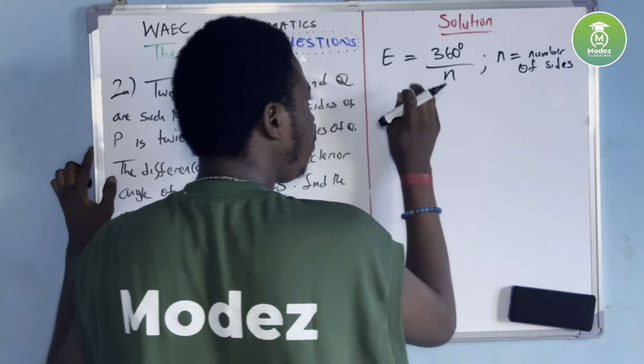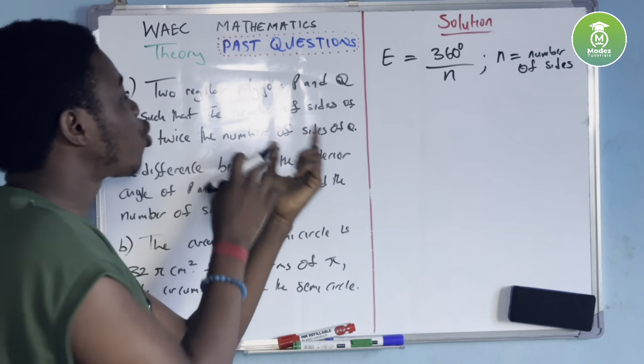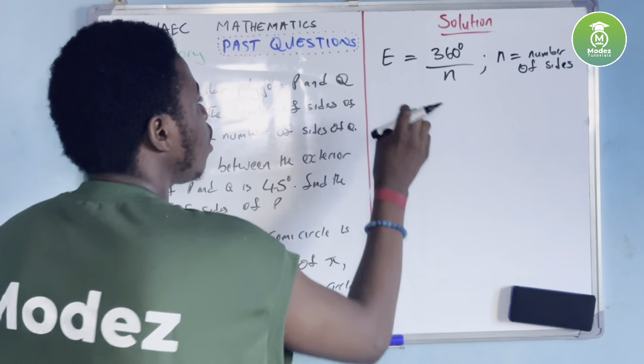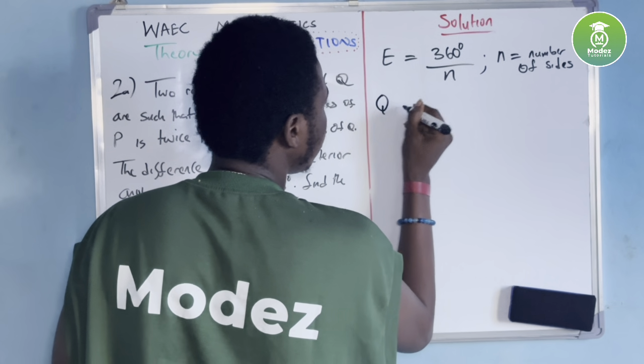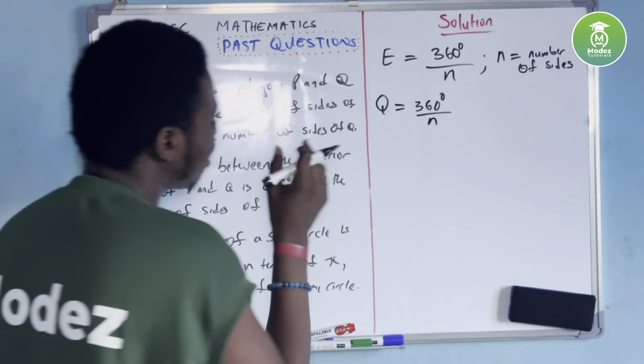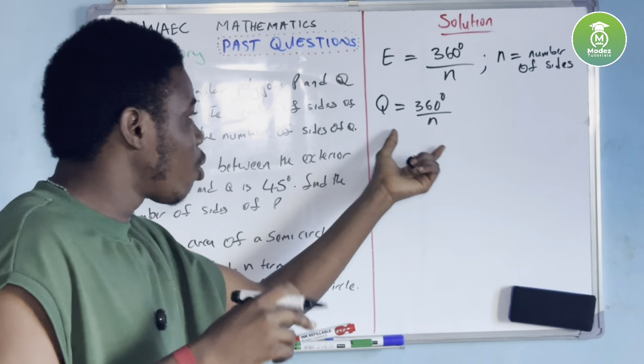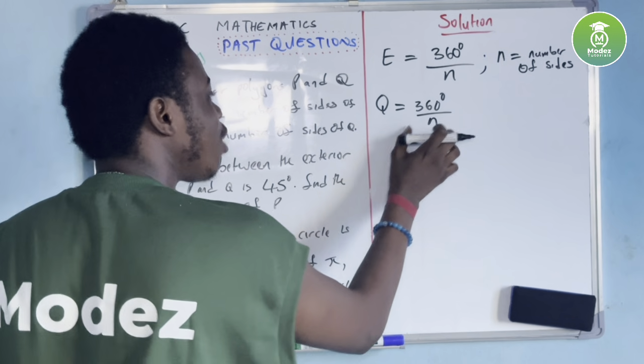Now, before this, they told you that P has twice the number of sides. Yes. Now, to find Q normally, Q will be equal to 360 degrees over n. Don't forget that it is the difference that will give you 45 degrees. You don't know the angle. You don't know the exterior angle that it has. You are still looking for it.